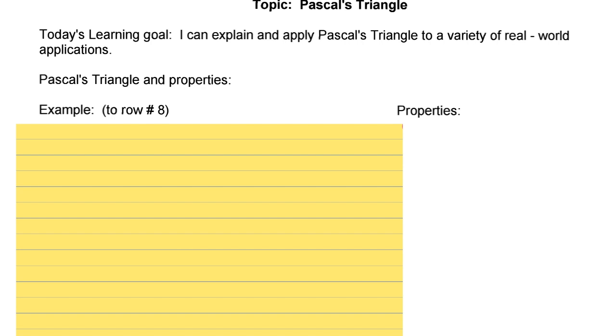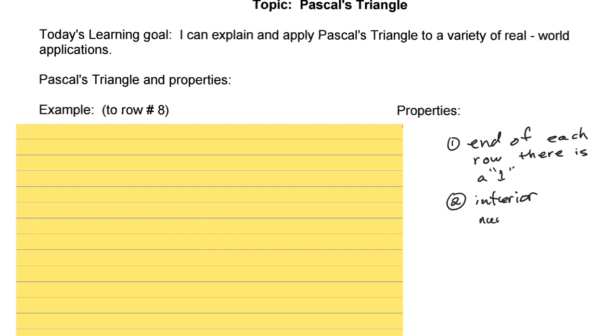One, at the end of each row, there is a 1. The other thing that you'll know is that all of the interior numbers are computed by adding the two numbers above them.